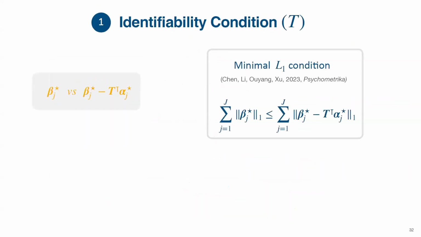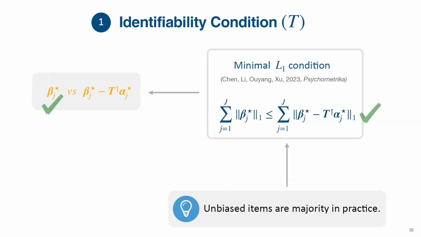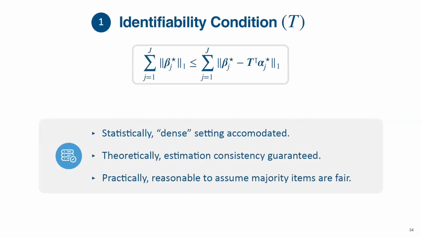Therefore, we can uniquely identify these true parameters, if the true parameters satisfy this kind of condition. And similarly for the second one.